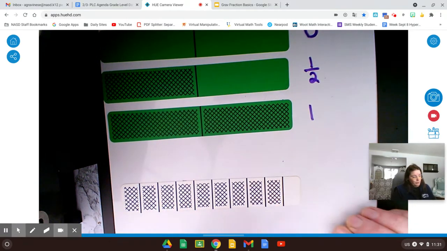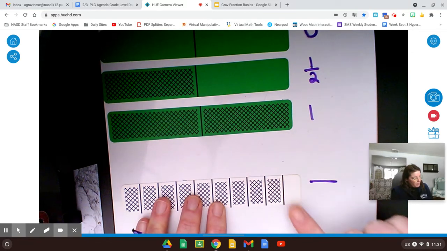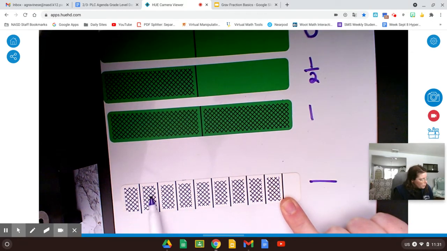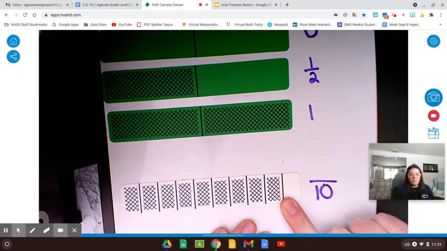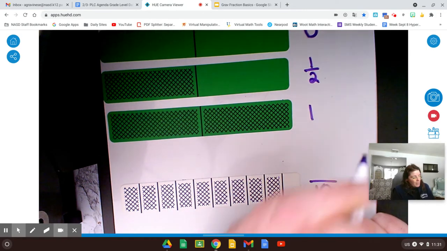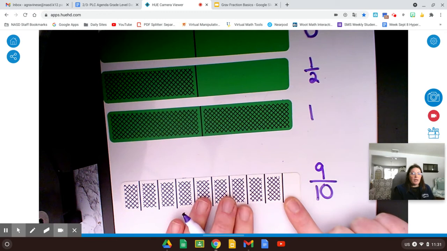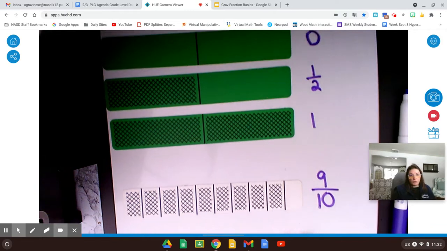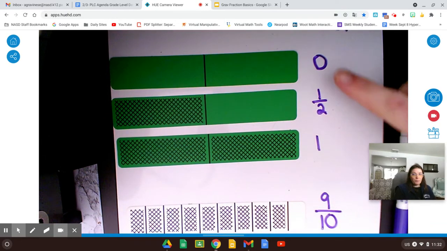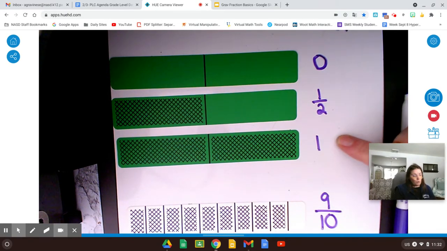So to figure out what this fraction is, I'm going to count my equal parts. I have 1, 2, 3, 4, 5, 6, 7, 8, 9, 10 equal parts. So 10 is my denominator. And I have 1, 2, 3, 4, 5, 6, 7, 8, 9 shaded in. So I have the fraction 9/10. And I want to see if 9/10 is closest to 0, a half, or a whole.